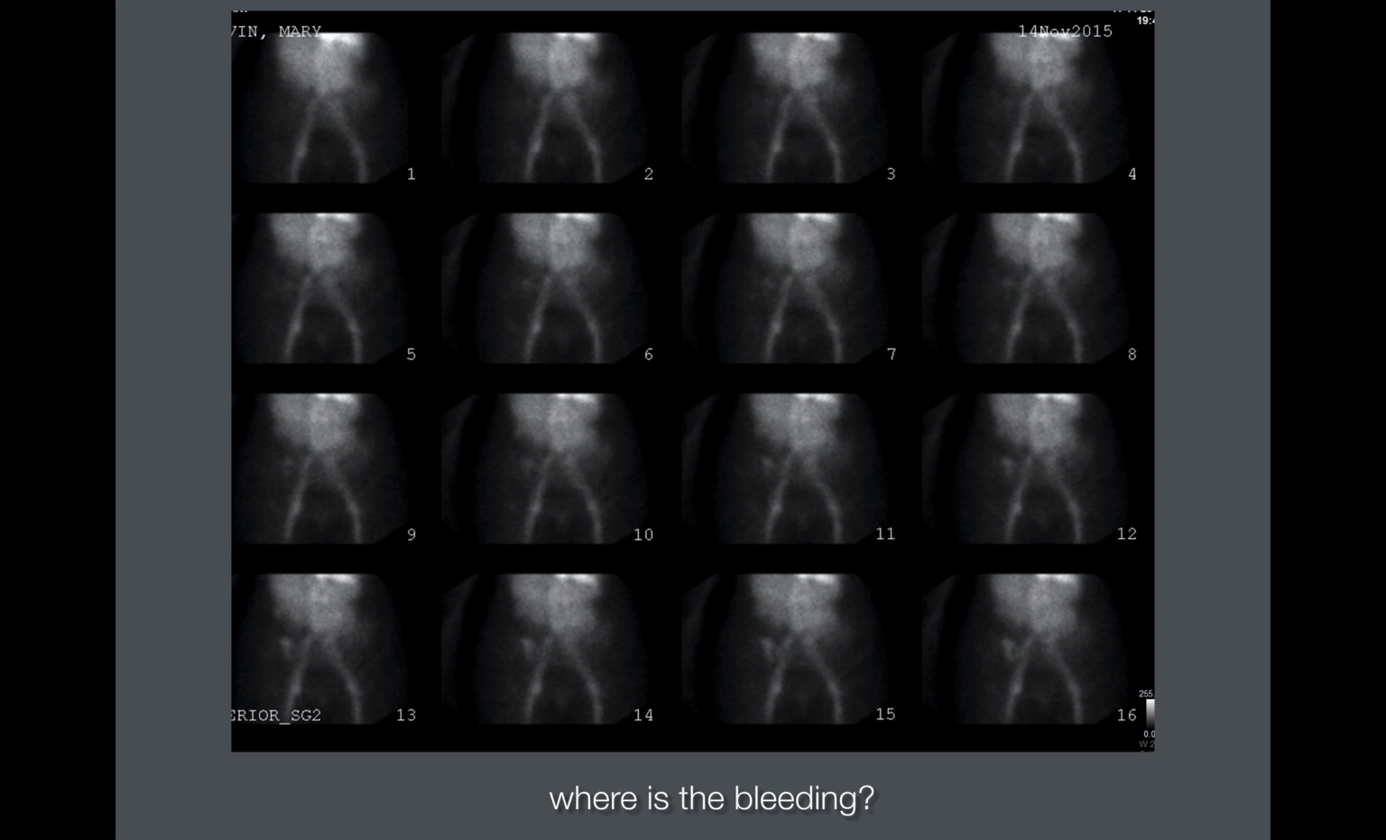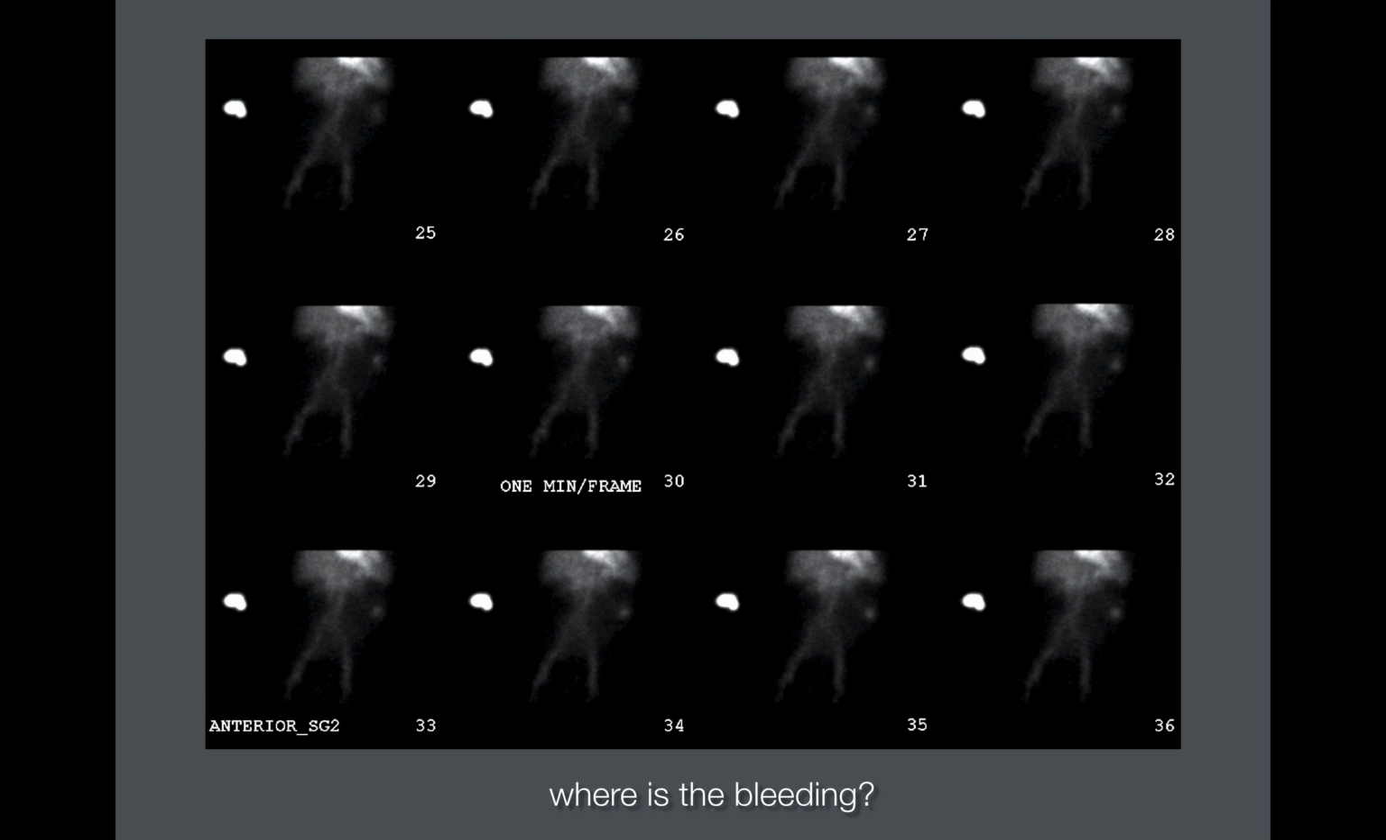Okay, some simple examples. Where is the bleeding? I'm sure all of you have really quickly identified this subtle bleeding in the right colon that becomes brighter as we look at the images. Okay, how about this example? Where is the bleeding? And I'm sure all of you quickly identified bleeding in the left colon.